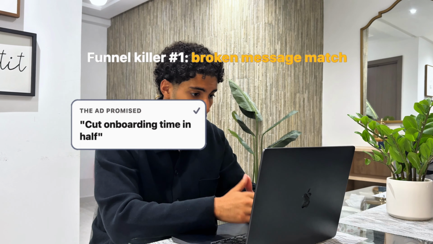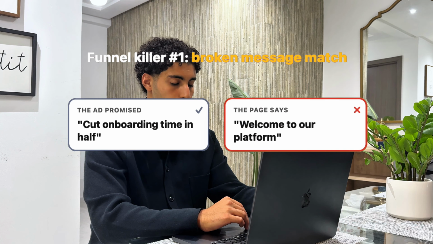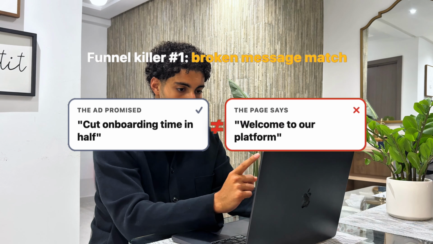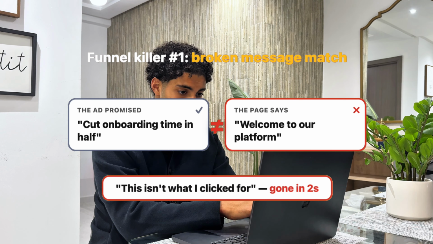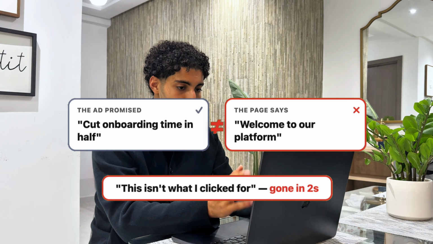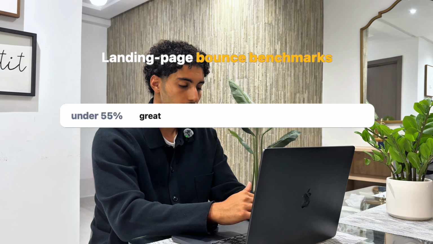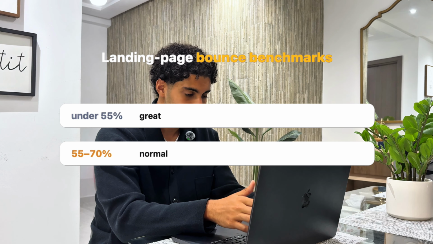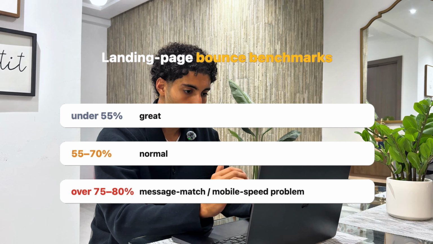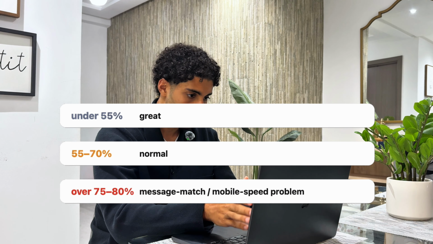And the number one funnel killer in all of paid ads is a broken message match. Usually your landing page looks awesome. It has everything it's supposed to have. There's proof above the fold. It's simple, it's direct, high contrast, but the ad made a promise and the headline promised something else. The problem with this is that usually a lack of experience misses it. And the rule of thumb is that you ideally want under 50% bounce rate, and anything from 60 to 70 is normal. Anything over 80 means you've got a message mismatch or a mobile speed problem.